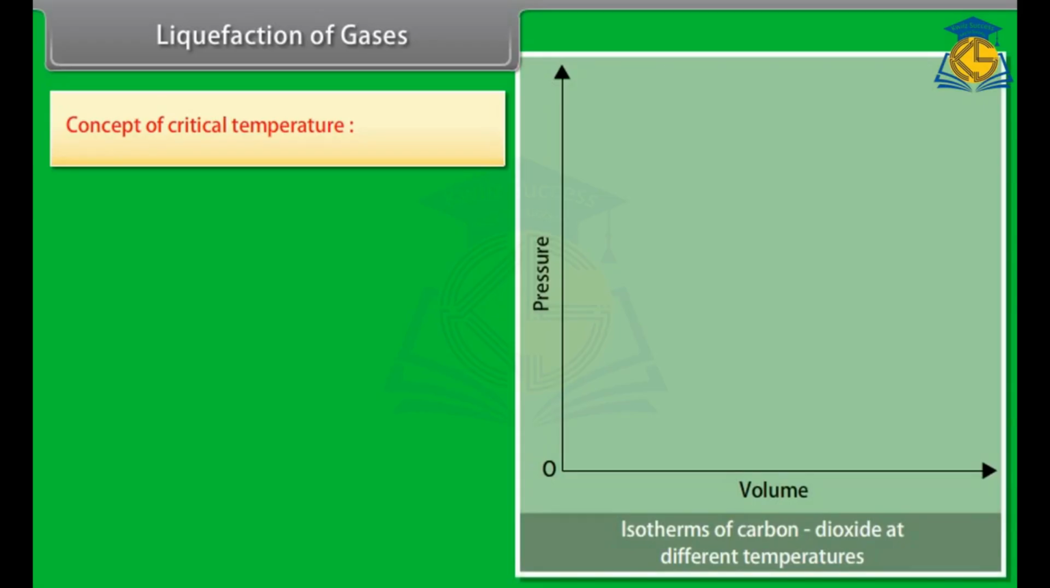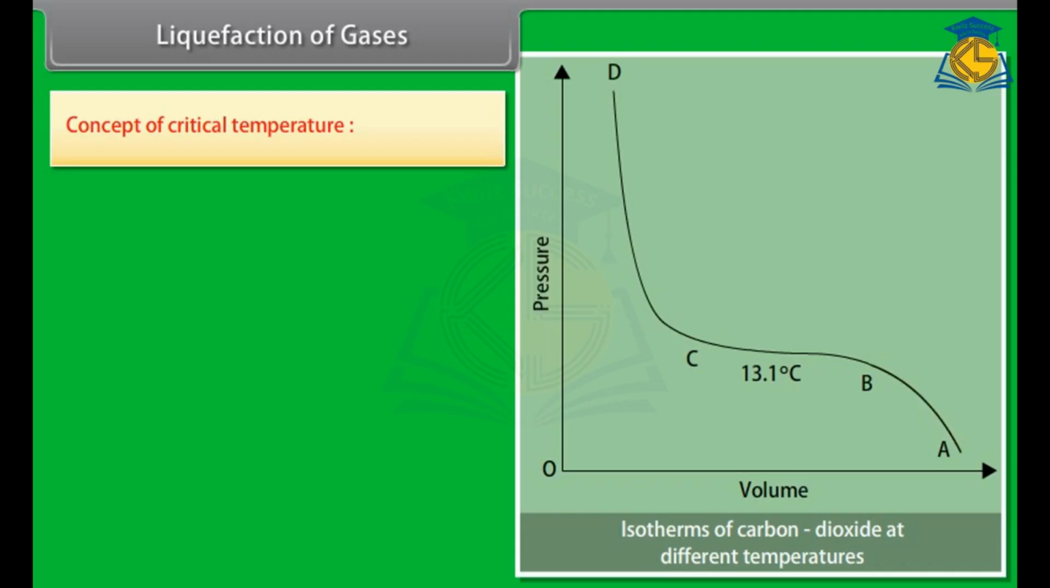Concept of critical temperature. At a low temperature of 13.1 degrees Celsius, CO2 exists as gas at low pressure as shown by point A. As the pressure is increased, the volume of gas decreases along the curve AB. At point B, liquefaction starts. Hence, volume decreases rapidly along the line BC. At point C, the liquefaction is complete. Now further increase of pressure has very little effect upon the volume because liquids are very little compressible. Hence, a steep curve CD is obtained.